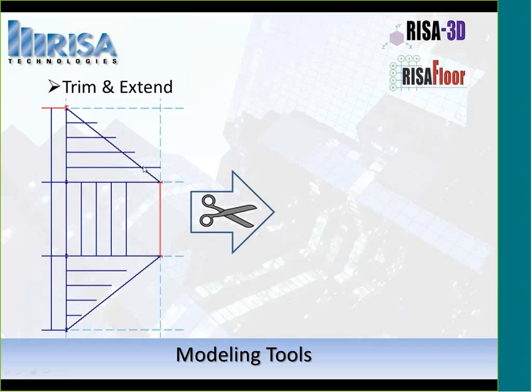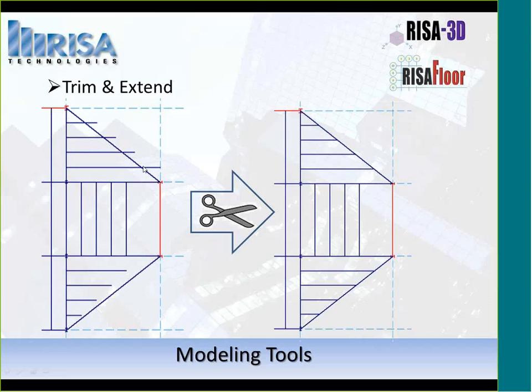So one of the things we added was this trim and extend, and I'll show you in action how to use it, but what it's really going to do is extend those members, and with just 2 clicks, I'm going to be able to extend them directly to the diagonal member. And then I'm also going to be able to trim them back on the top portion here. So it's really fast and easy to modify your model. And this works both in RISA 3D and RISAFloor.